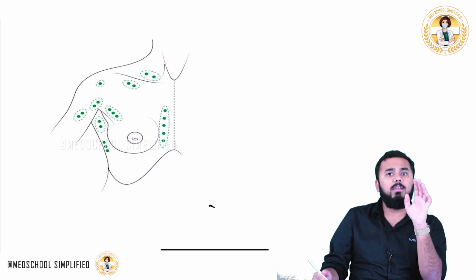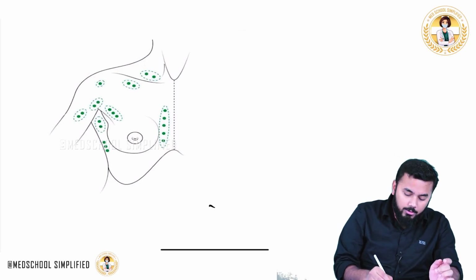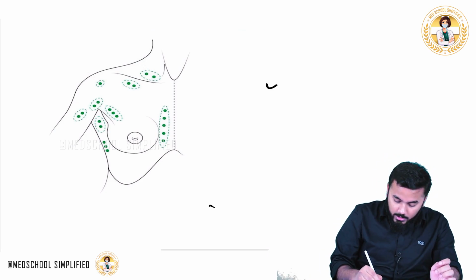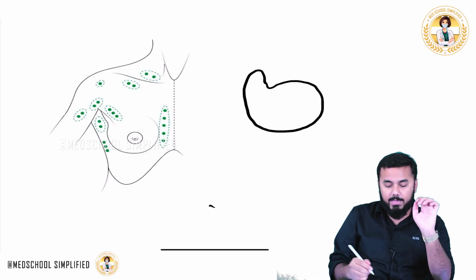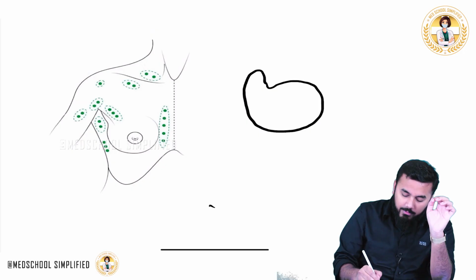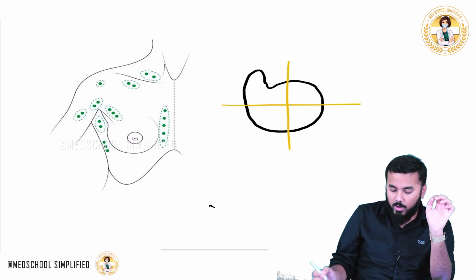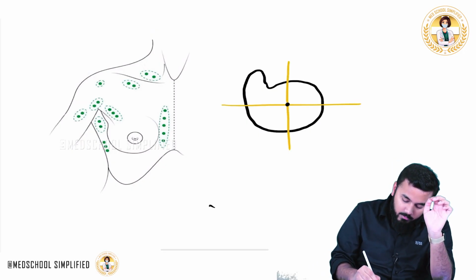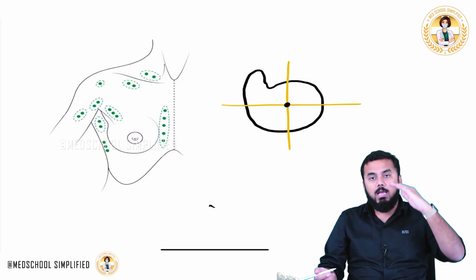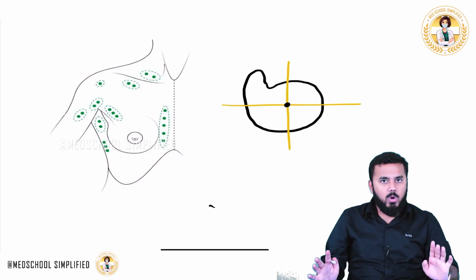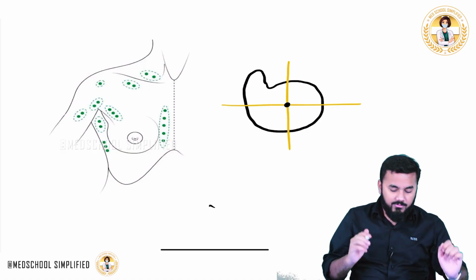Important thing is how the lymph is draining. So if you wanted to know how the lymph is draining, look here, this is the breast. Now the breast is divided into four different quadrants. In the center, what do I have? I've got the nipple. What are these four different quadrants? Upper two quadrants are called as superior quadrants. Lower two quadrants are called as inferior quadrants.